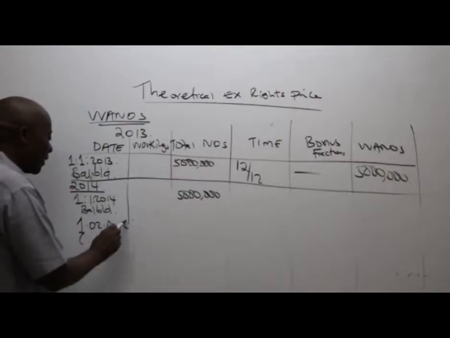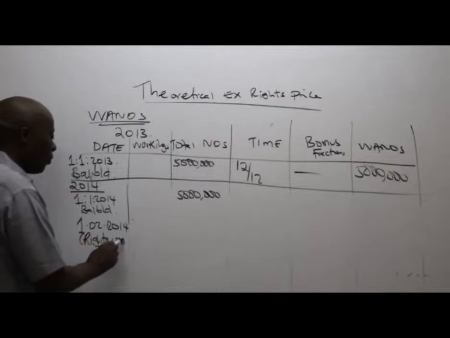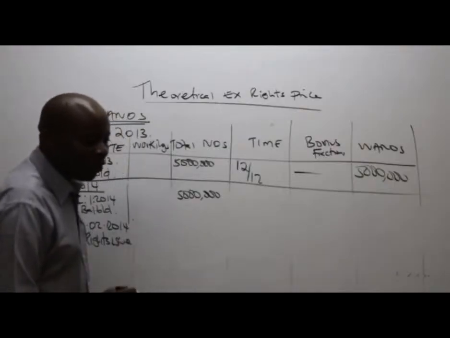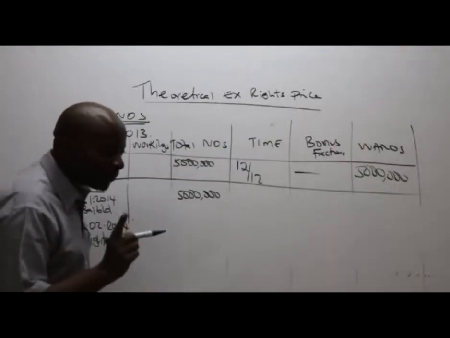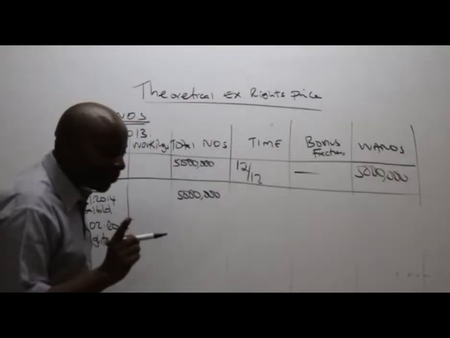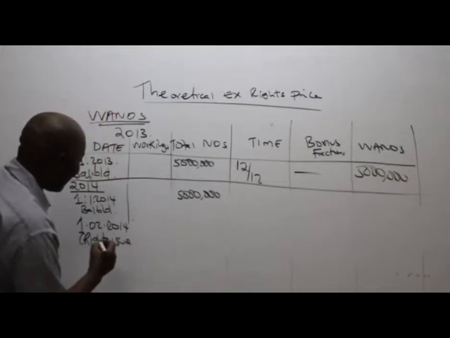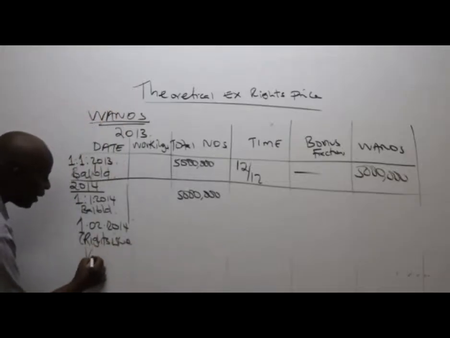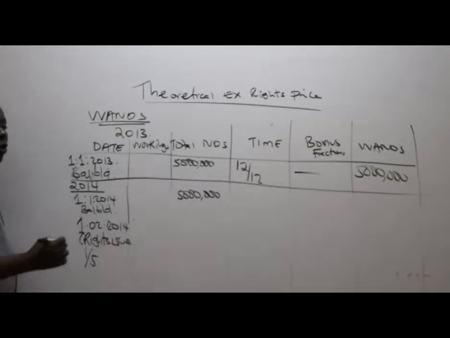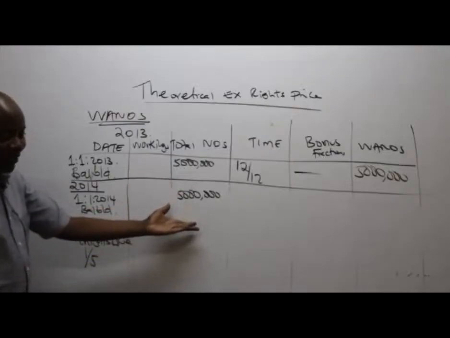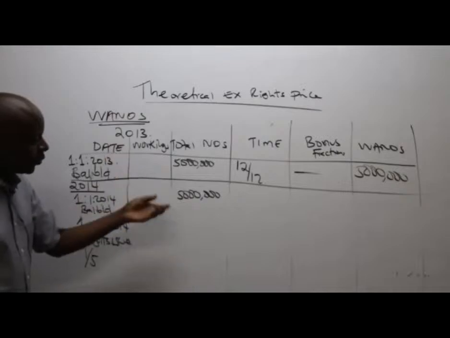We had a rights issue. A rights issue of what fraction? 1:2? Oh yeah, you are confusing me. A rights issue of 1:5. A rights issue of 1/5. So then what will happen? We shall take 1/5 of the number of shares we had outstanding.